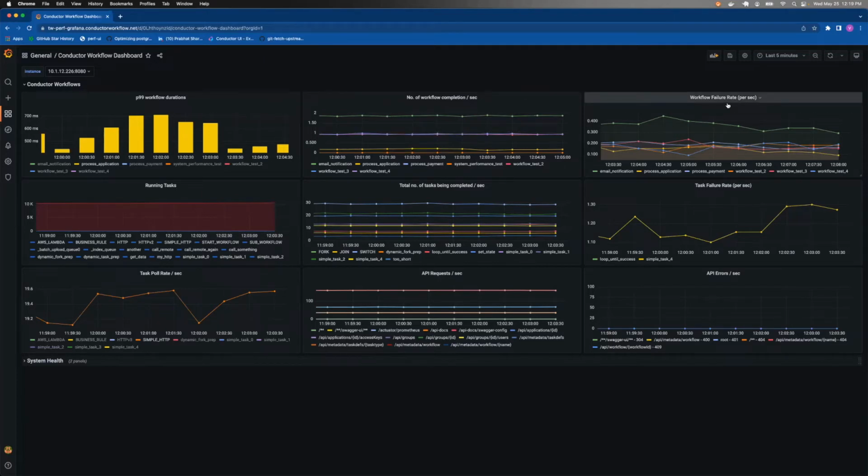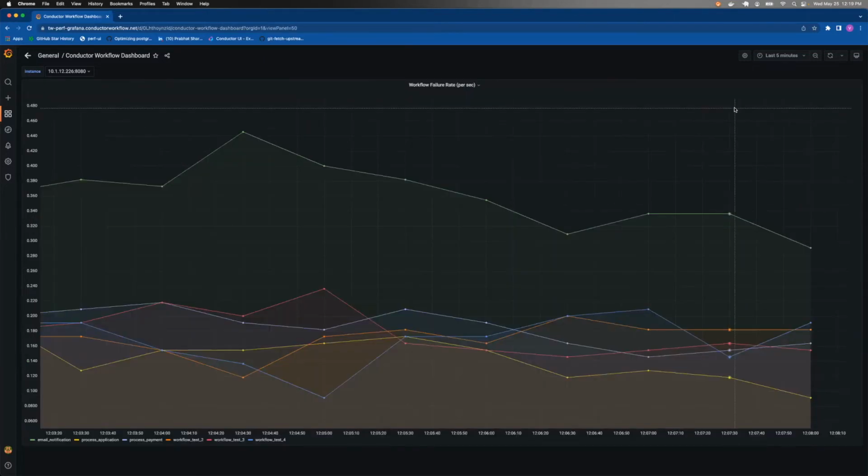That brings to another dashboard, essentially the failure rate. How often are my workflows failing? Workflows could be failing because there are some business exceptions happening. People are starting workflows with invalid data. There could be a number of things, and you want to have insights into it. And typically you want this number to be very low.